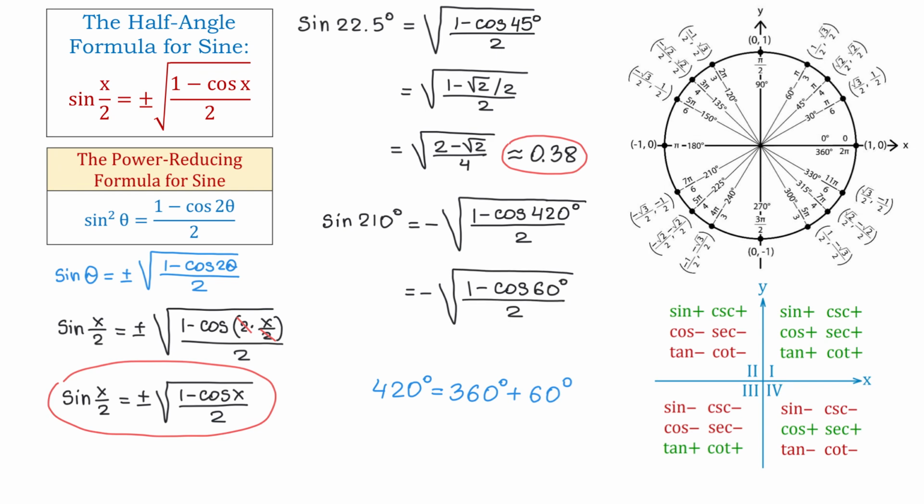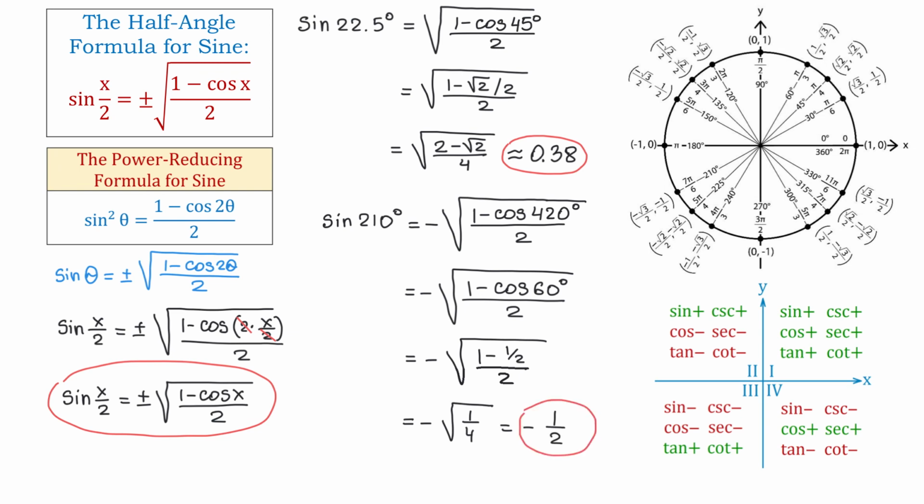Then from the unit circle, cosine of 60 degrees is 1/2. So now we will have negative square root of (1 minus 1/2) divided by 2. And 1 minus 1/2 is 1/2, divided by 2 is 1 over 4. Then we will have negative square root of 1 over 4, which equals negative 1/2. So as you see, depending on the quadrant in which these angles lie, we will have either a positive or a negative sign in front of the radical.